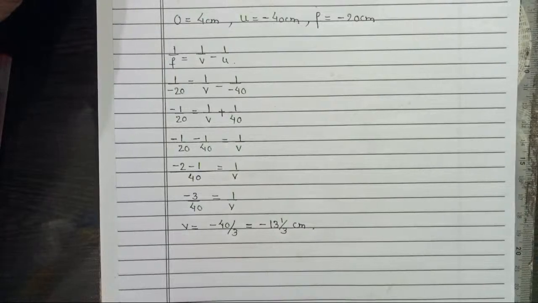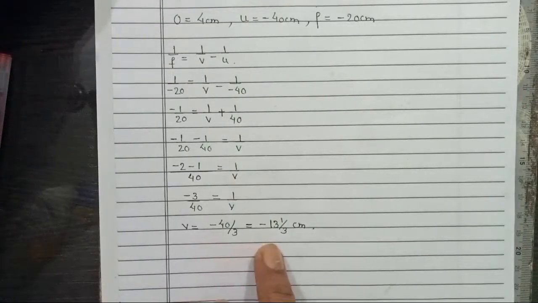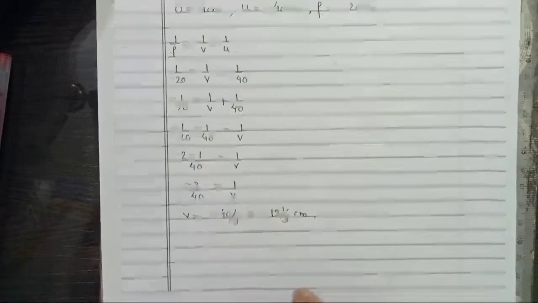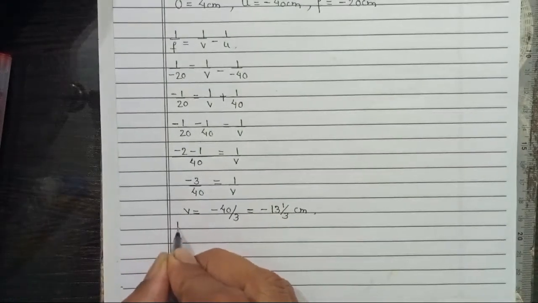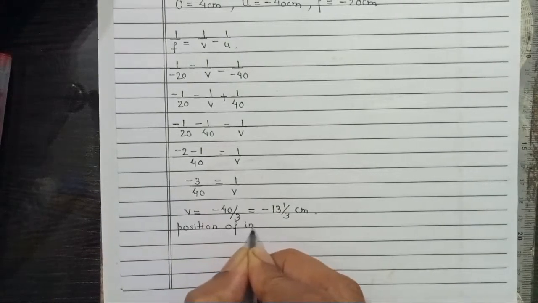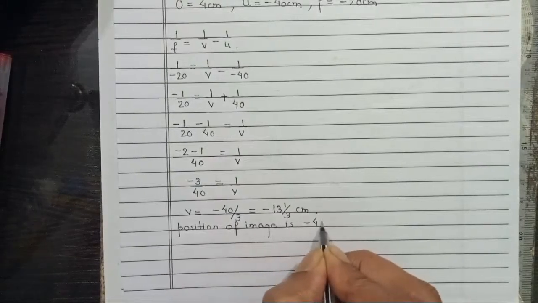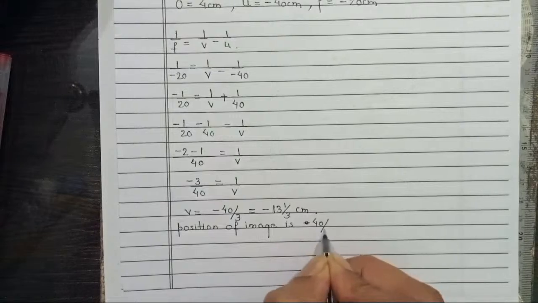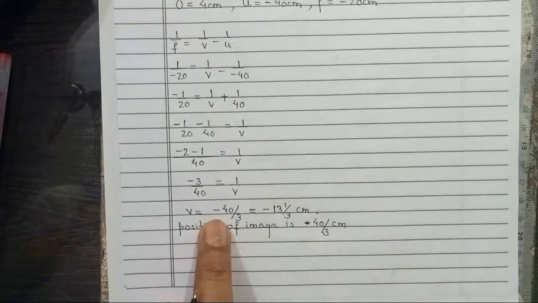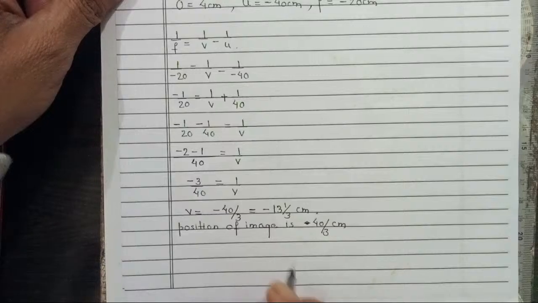Now what does v represent? v represents distance of the image from the lens. So you can say position of image is 40 by 3 centimeter. And what does this minus sign indicate? This minus sign indicates that the image is formed on the same side as the object.